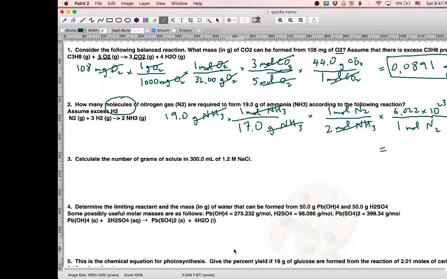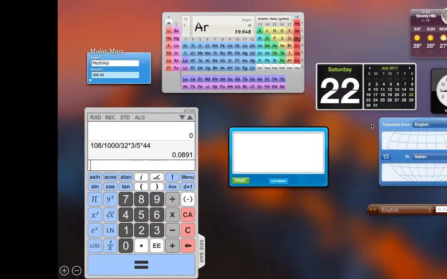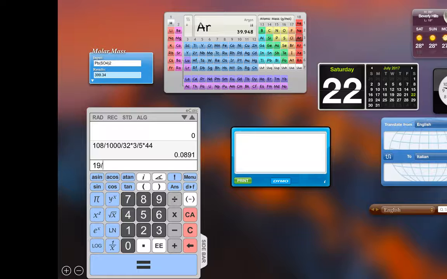So 19 divided by 17 divided by 2 times that number.